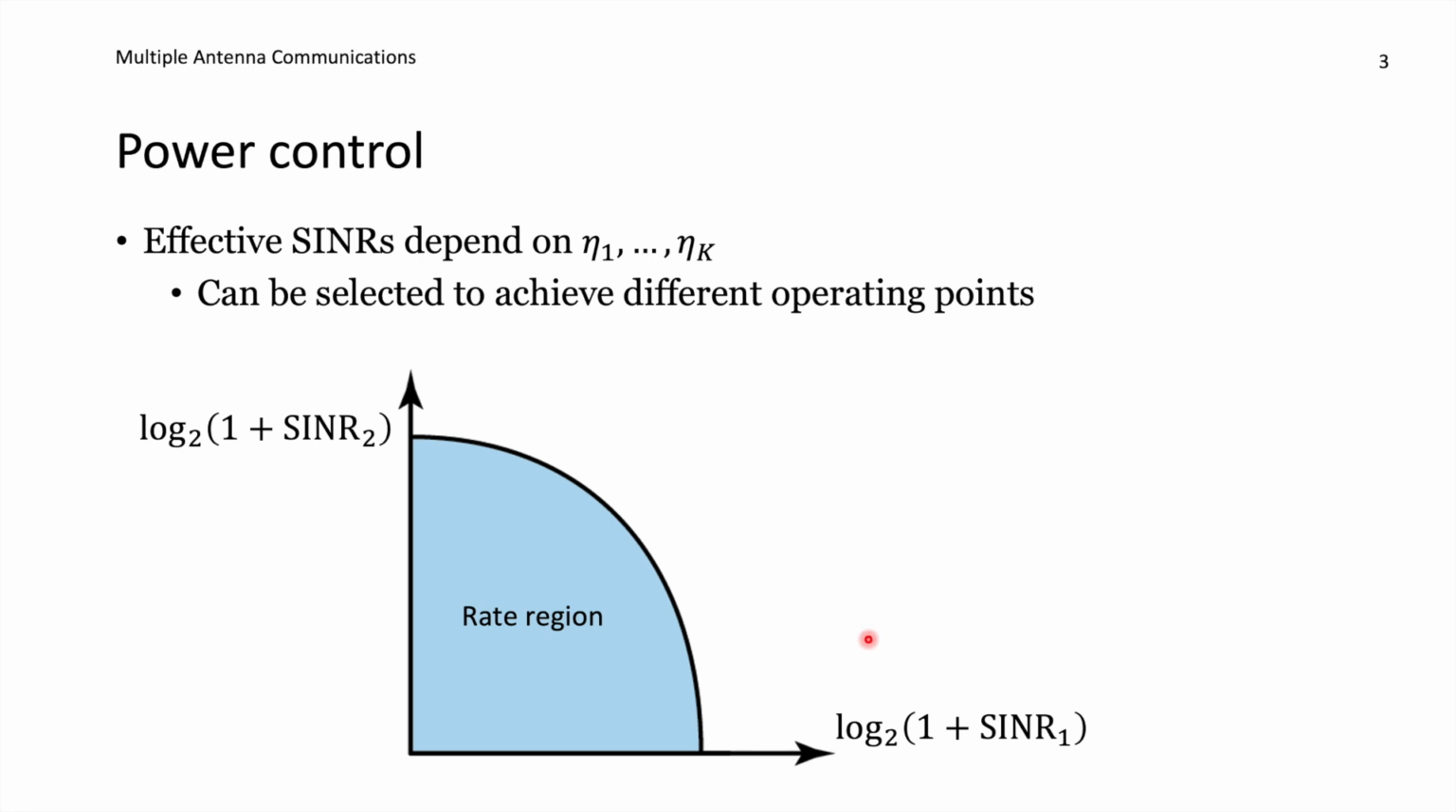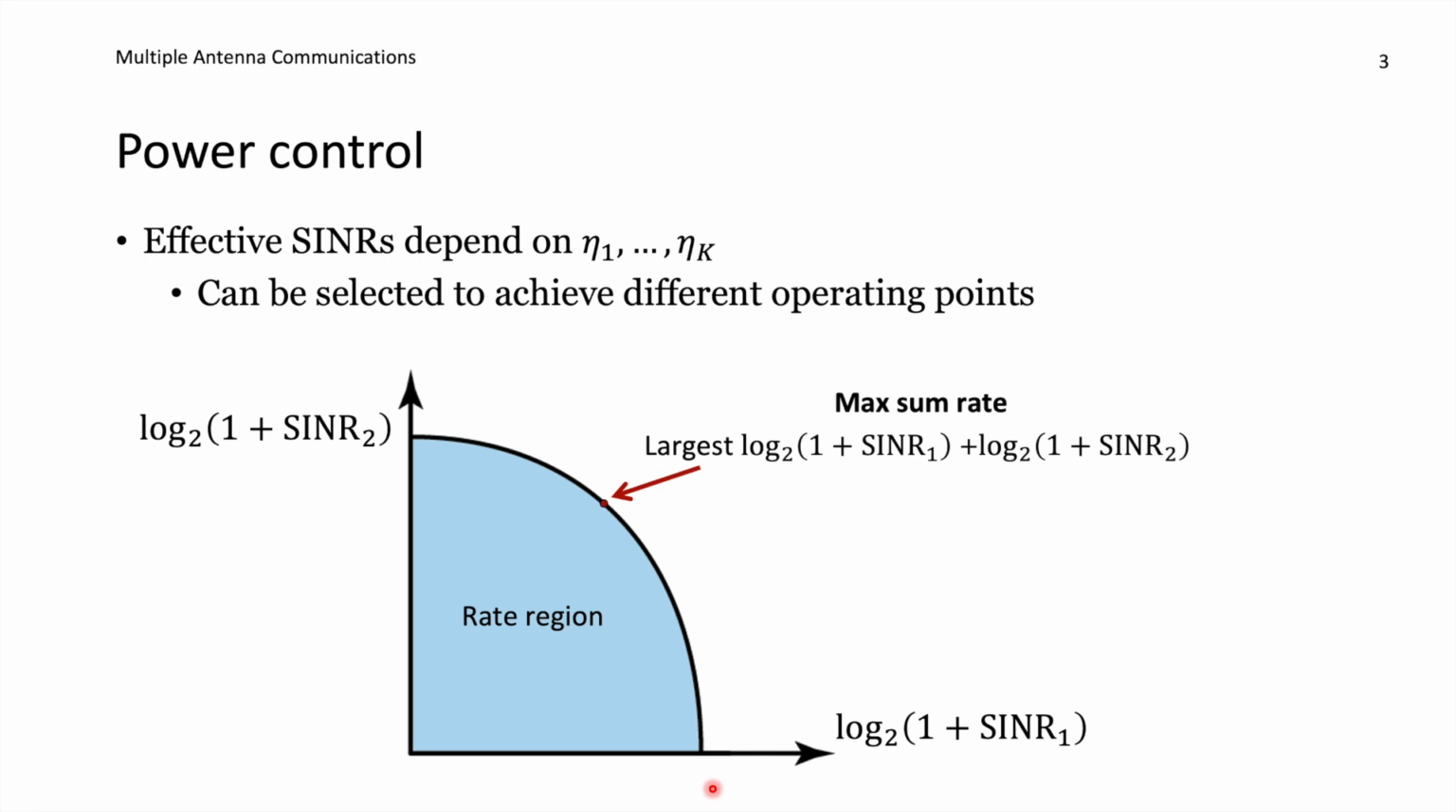So for example, if we have two different users, then for user 1, its achievable rate is log 2 of 1 plus its effective SINR. And for user 2, it has a rate that is log 2 of 1 plus SINR2, which is the effective SINR of that user. And depending on our selection of the power control coefficients for these two users, eta 1 and eta 2, we can achieve different pairs of rates for the two different users. So there is a trade-off between them, which is determined by interference. And in the downlink, the trade-off is also determined by the power constraint, which is saying that we need to divide the power between the users.